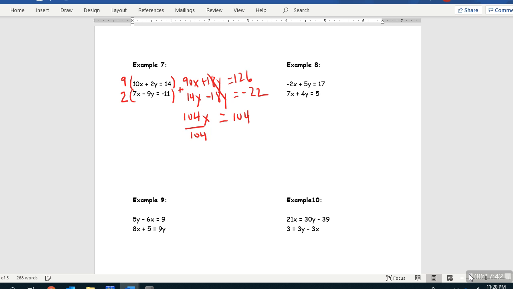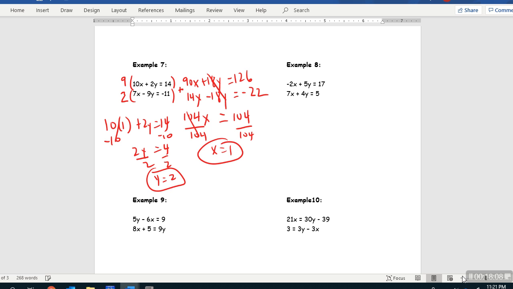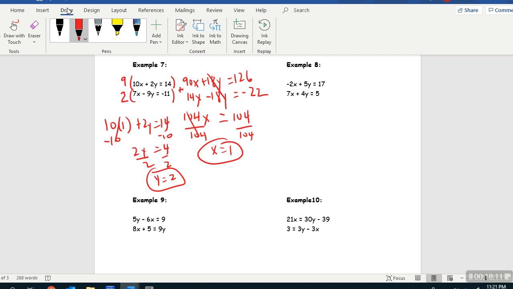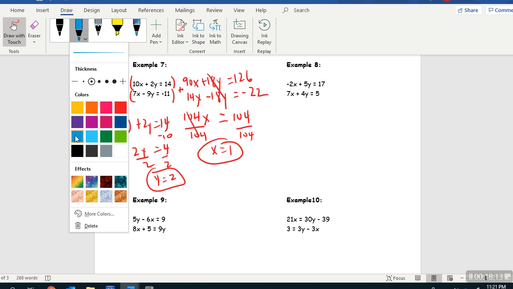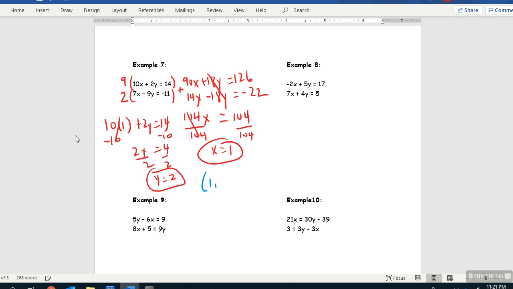So we divide both sides by 104. And x equals 1. I'm going to plug that into the top row. So I have 10 times 1 plus 2y equals 14. Well, 10 times 1 is 10, so I'm going to subtract 10 on both sides. 2y equals 14 minus 10, 4. Divide by 2, divide by 2, y equals 2. So the solution to this system of equations is 1, comma 2.